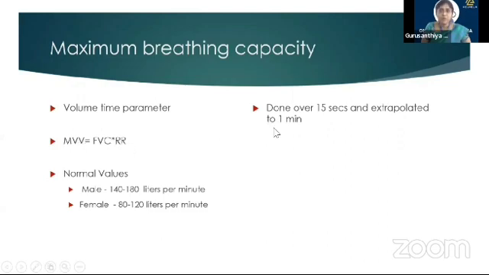One cannot respire for over 1 minute with deep breath, exhale deeply, deep breath, exhale deeply. So it is done over 15 seconds and extrapolated over 1 minute. That makes common sense. So in males, it is 140 to 180 liters per minute, and in females, it is 80 to 120 liters per minute.